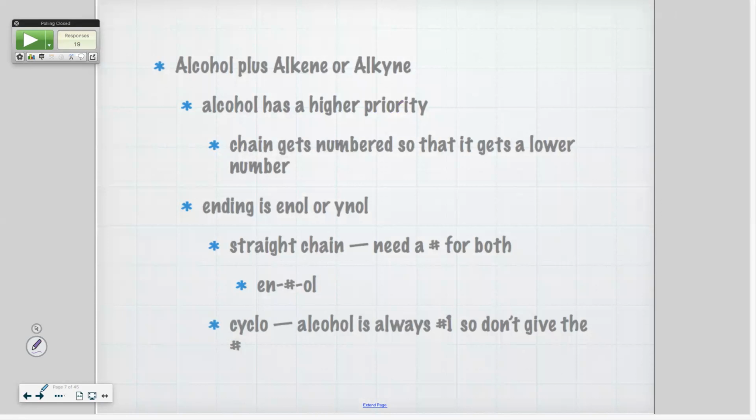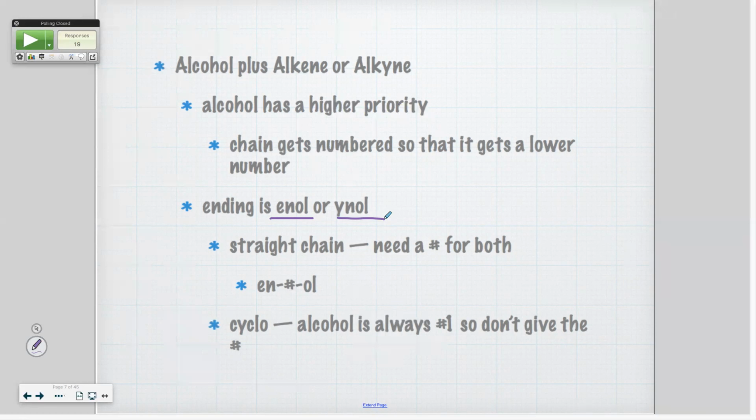All right, what if you have an alcohol and an alkene or an alkyne in the compound? Okay, the alcohol has higher priority, so the chain gets numbered so that it gets the lower number. Your ending is going to be enol or ynol, obviously depending on whether or not you have a double bond or a triple bond, right? Okay. If you have a straight chain compound, you will need a number for both. So you will have to put a number in the base name.